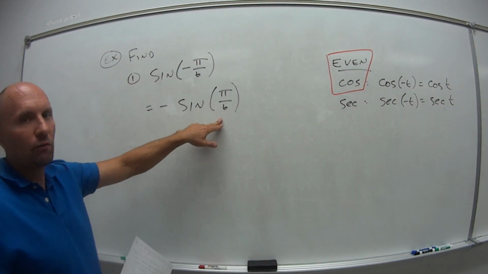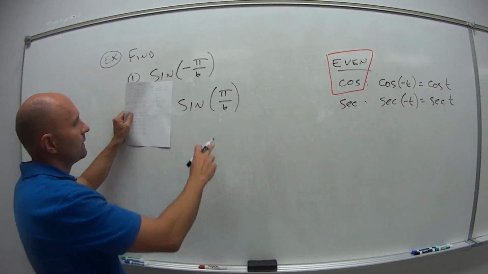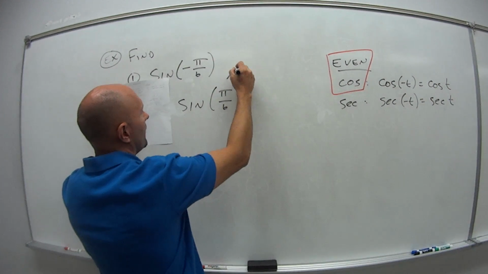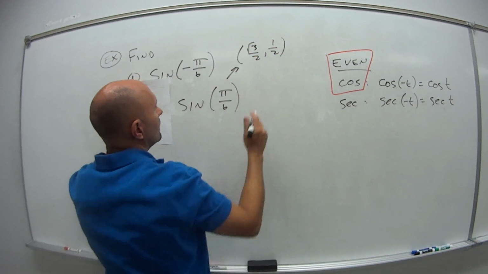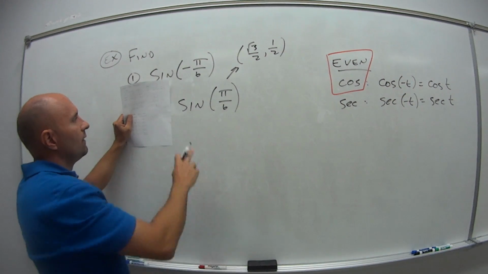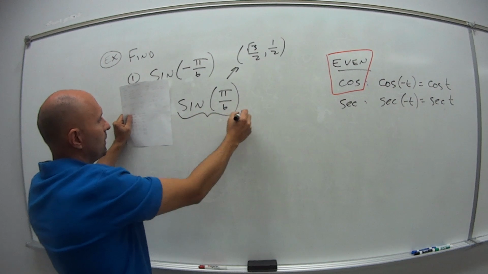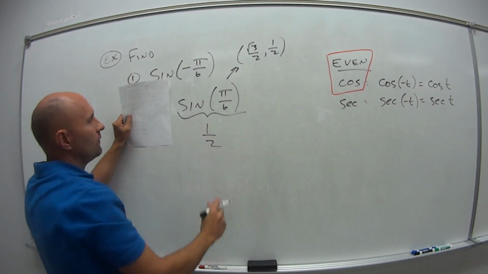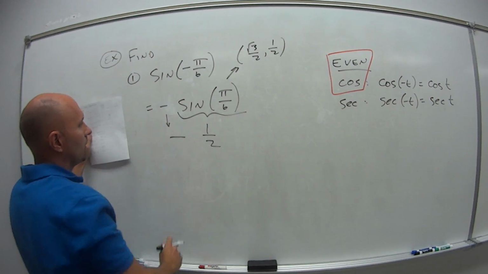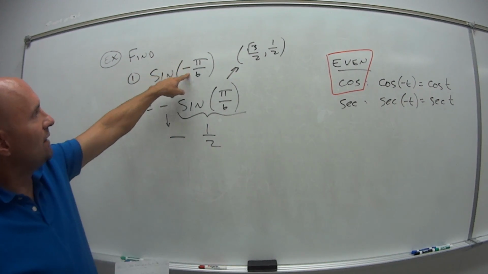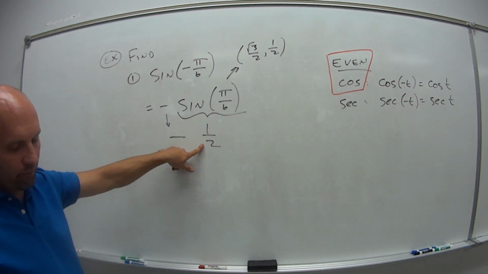So now pi over 6 is what? If I don't worry about this negative right now, my pi over 6 has the coordinate measures of square root of 3 over 2 and 1/2. Sine is the y value of that, which means that this part right here is equal to 1/2. But don't forget this negative out in front. So sine of negative pi over 6 is minus 1/2.